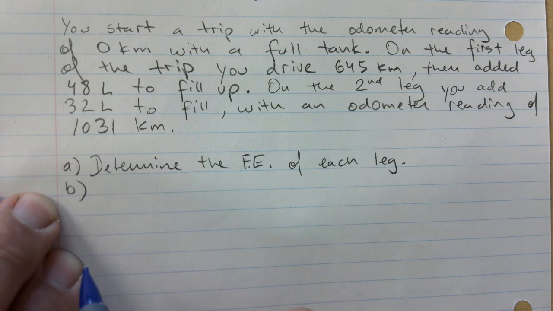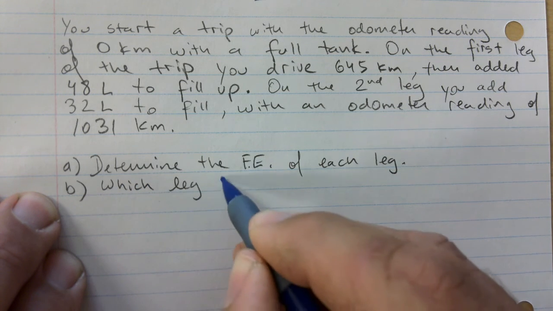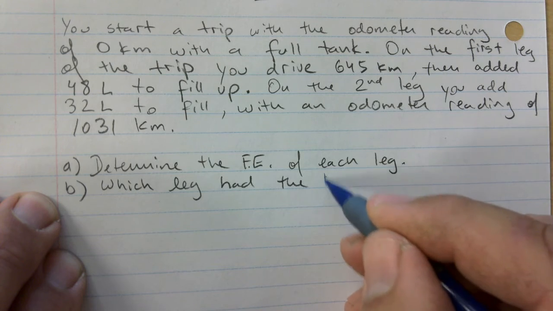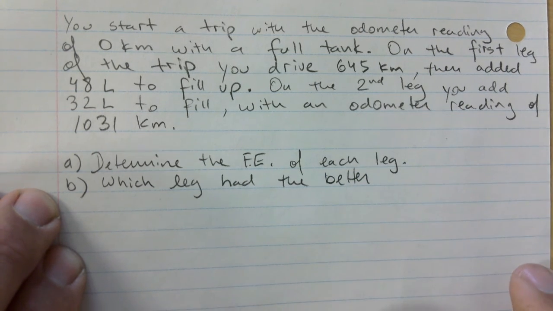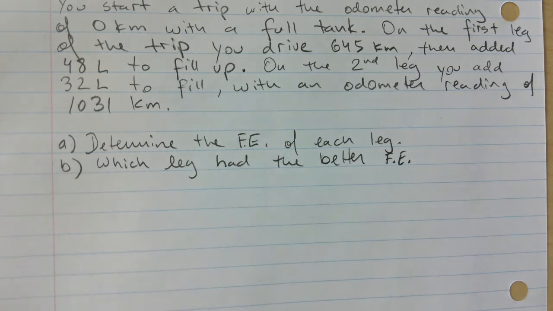B, which leg had the better fuel economy. I'm trying to save you. That's why sometimes when I write out my word problem, it's kind of cut up in a weird way. It's because I'm trying to make it shorter so you don't have to copy the whole thing. I have to watch my time.